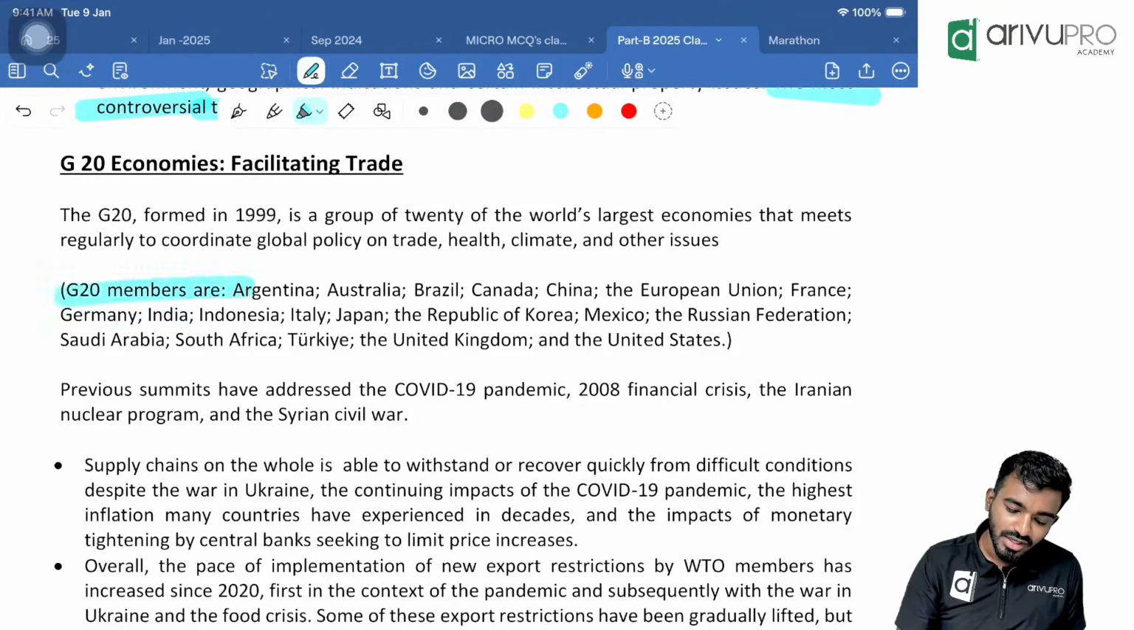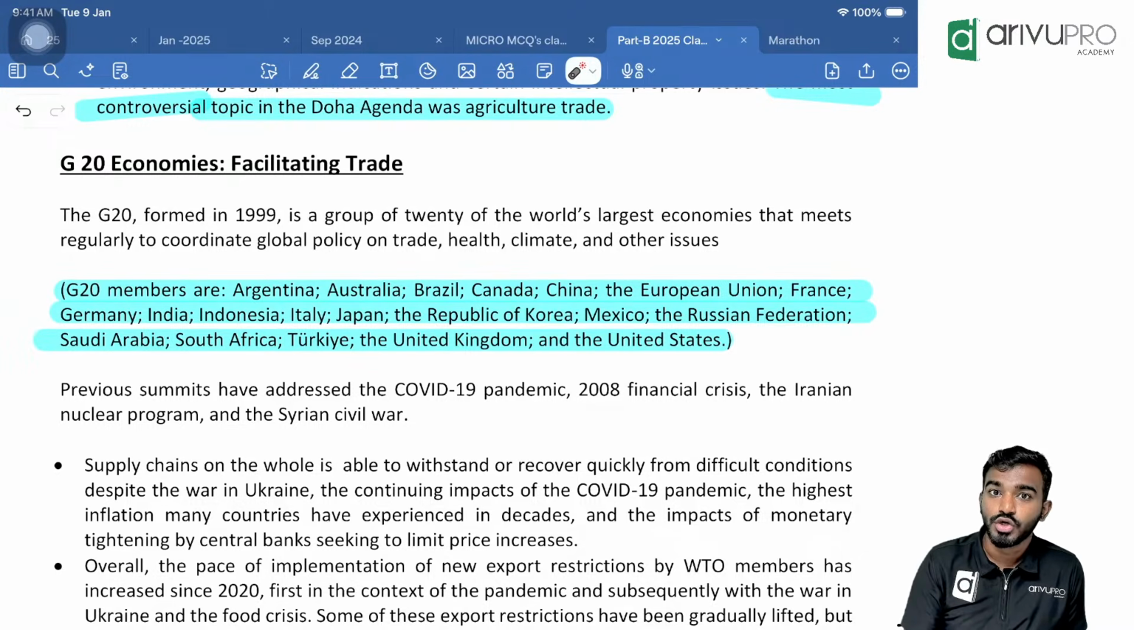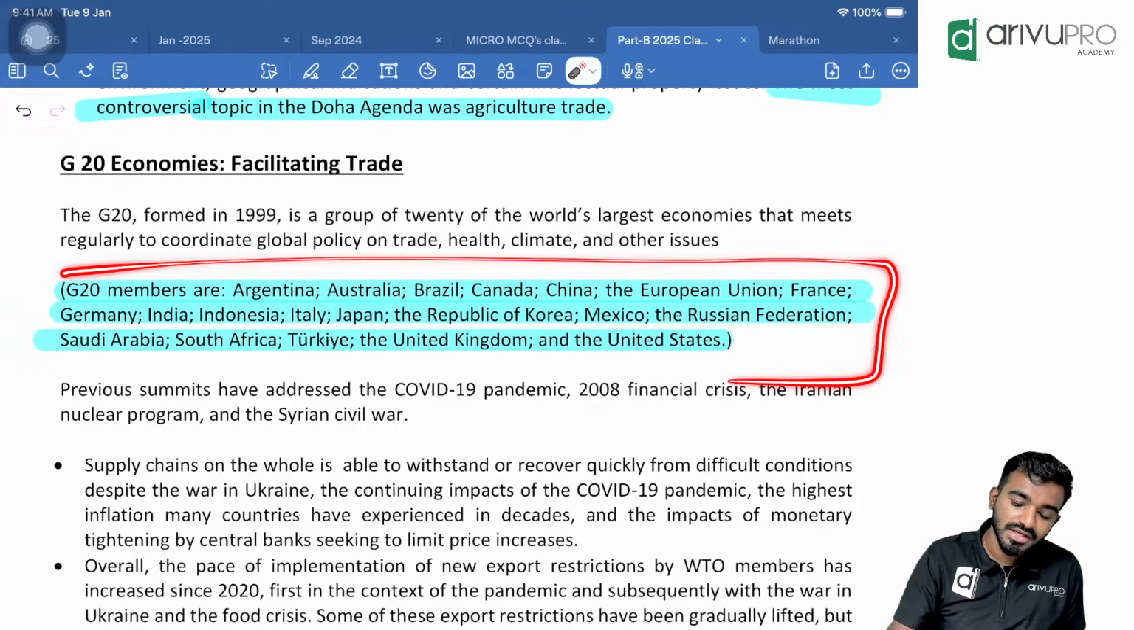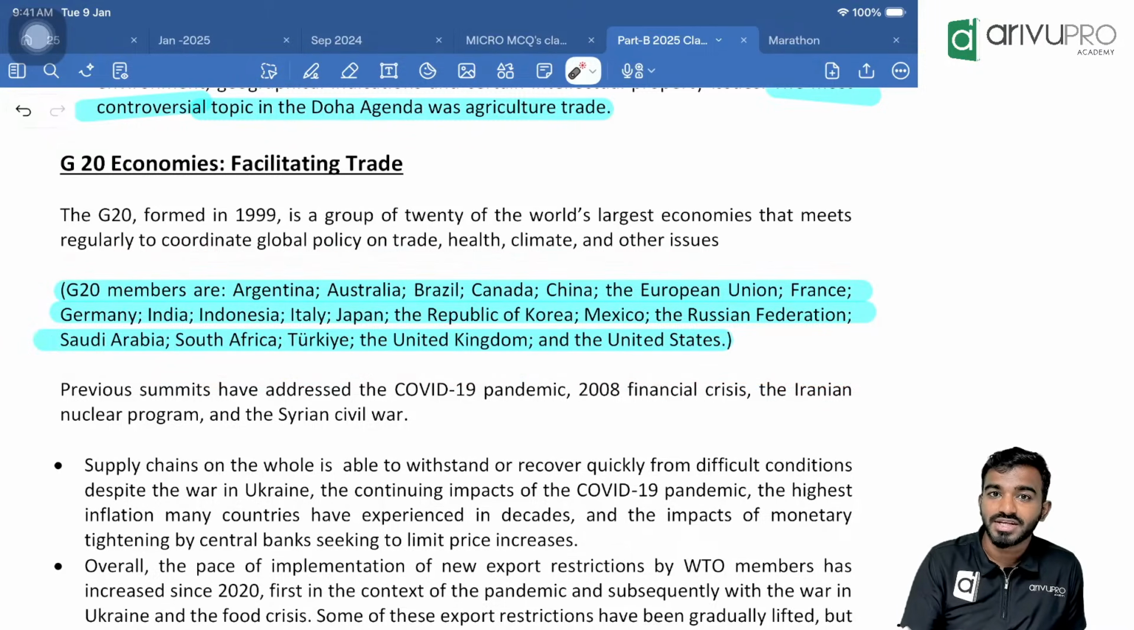Remember the member countries, the major big countries' names. Once a question was asked only from this area. You may hear a new name like Tunisia. That is not a member. Once they asked which of the following is not a member country of G20, and Tunisia was the answer.